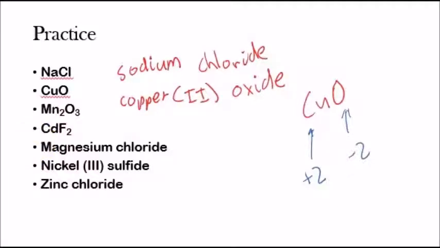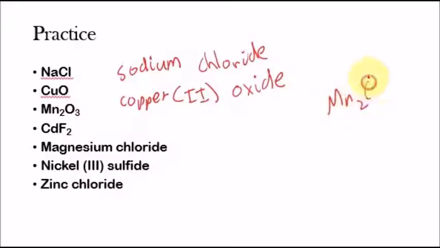Let me erase this. We have Mn2O3. We know each oxygen atom is always going to have a -2 charge. So since there's 3, the overall charge of the oxygen atoms is -6, which means there has to be a +6 charge to balance that out. Since there's 2 manganese atoms, we're going to divide this by 2. So each manganese atom has a +3 charge.